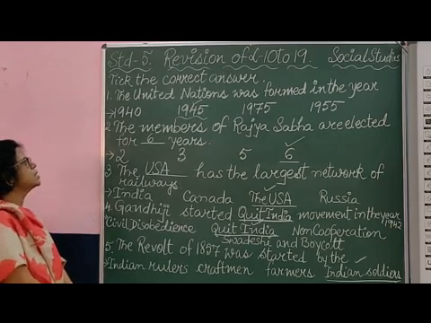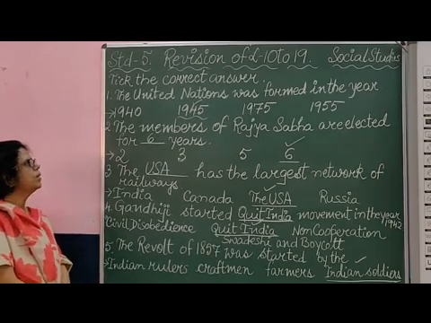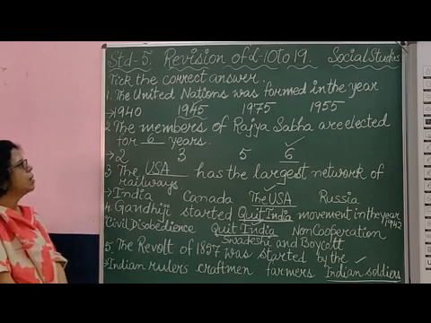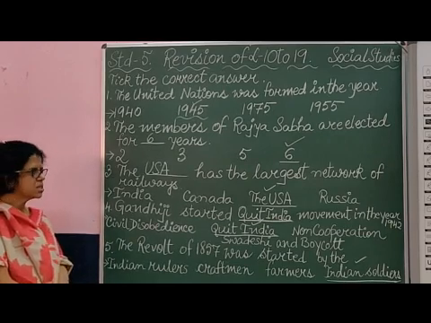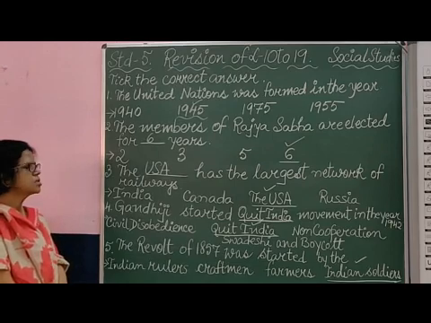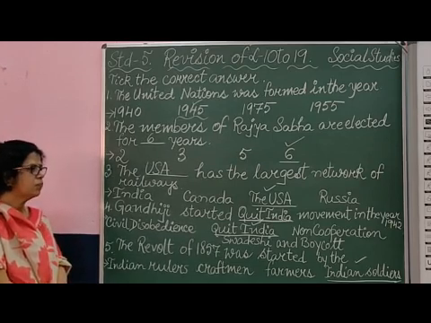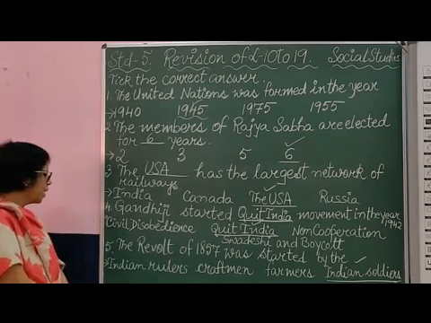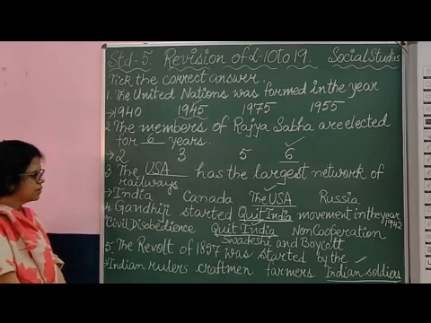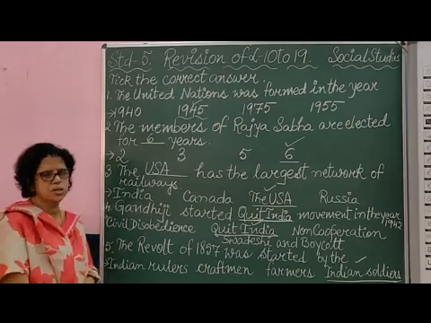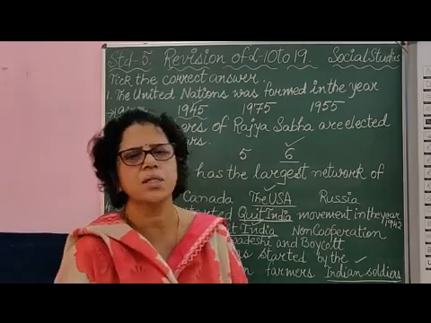So children, our answers: the United Nations was formed in the year 1945. The members of Rajya Sabha are elected for 6 years. The USA has the largest network of railway, and Gandhiji started the Quit India movement in the year 1942. And the revolt of 1857 was started by the Indian soldiers. As we discussed, you should write these answers in your notebook.